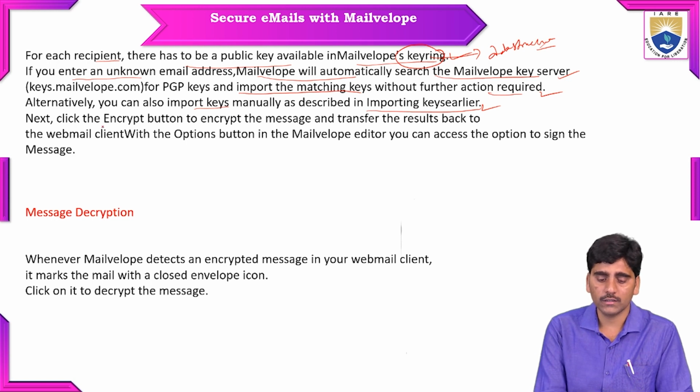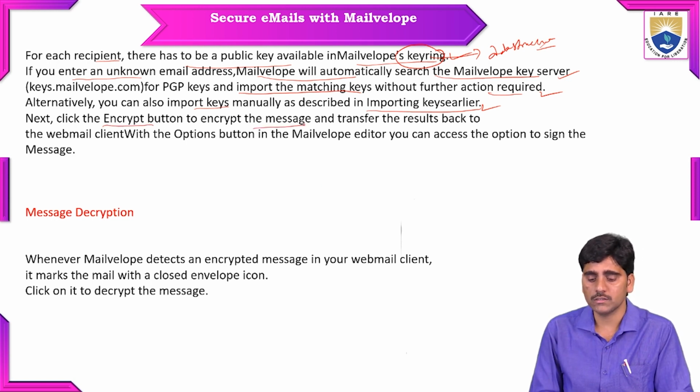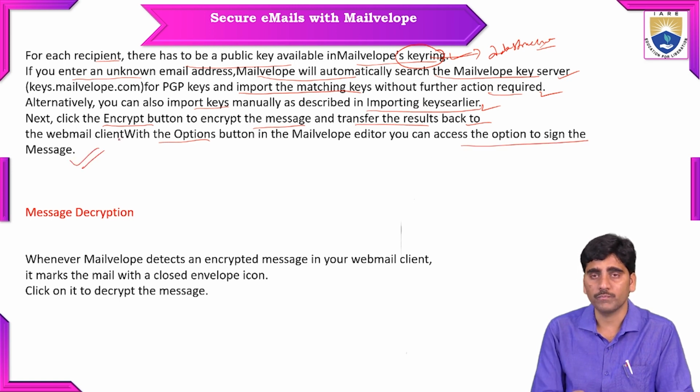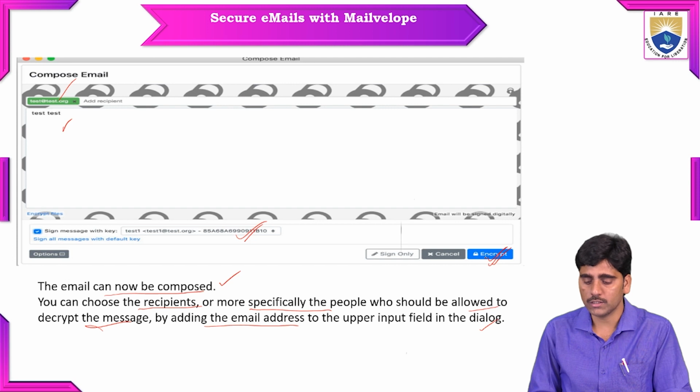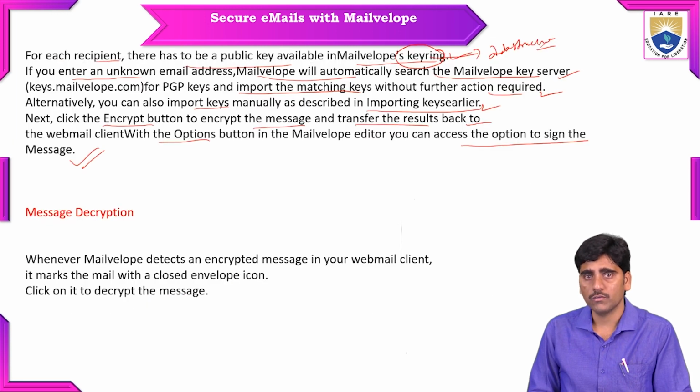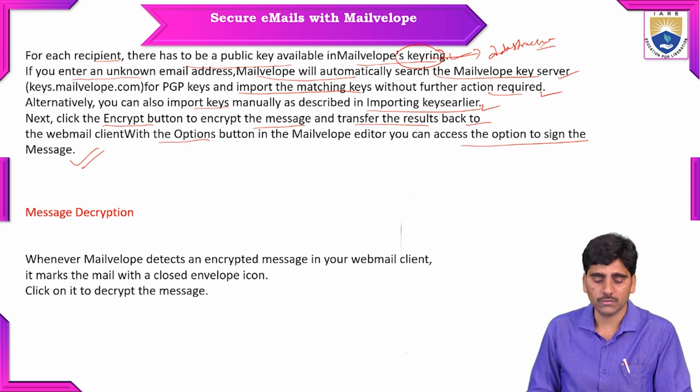Next, click the encrypt button to encrypt the message and transfer the results back to the webmail client. With the options button in the Mailvelope editor, you can access the option to sign the message also. By clicking on this encrypt button, the Mailvelope service is encrypting all this message or mail. So now the mail is received on the receiver side.